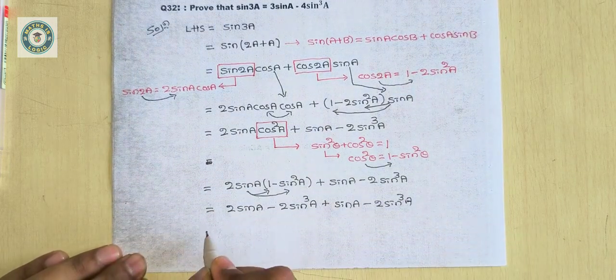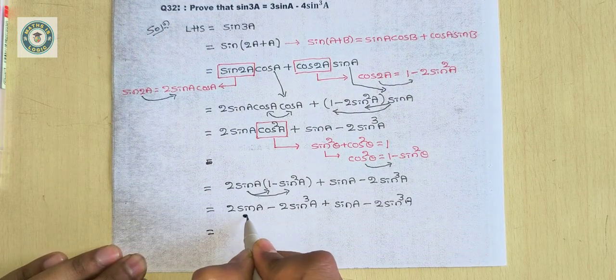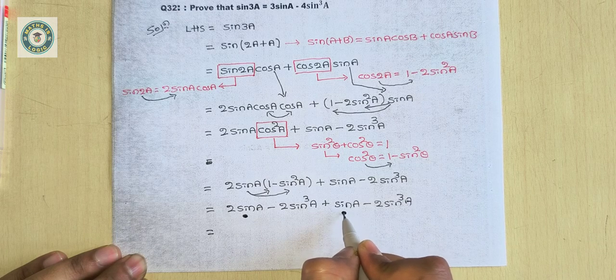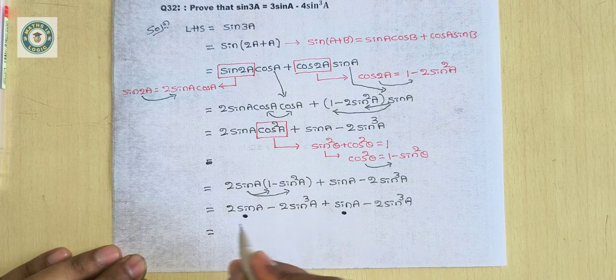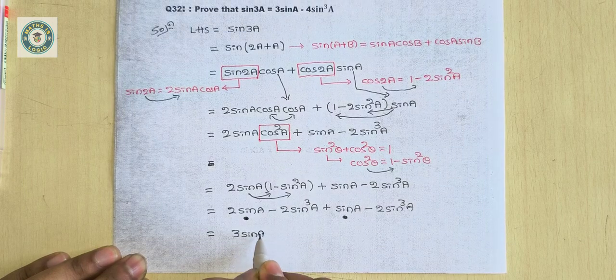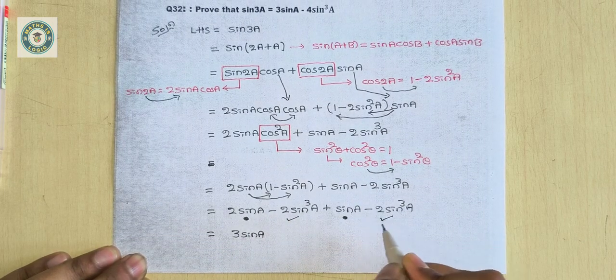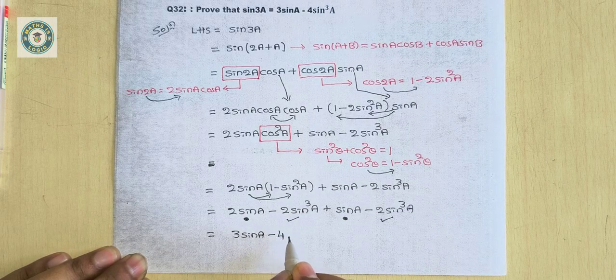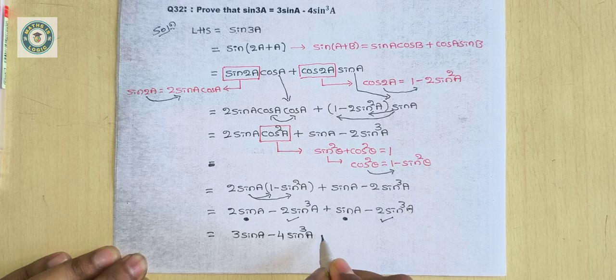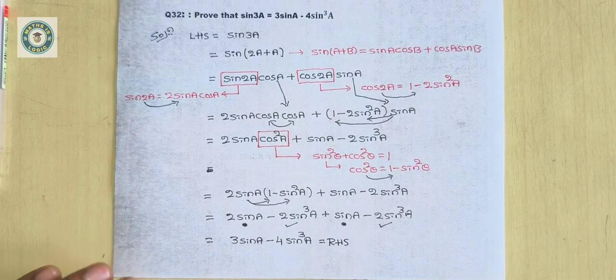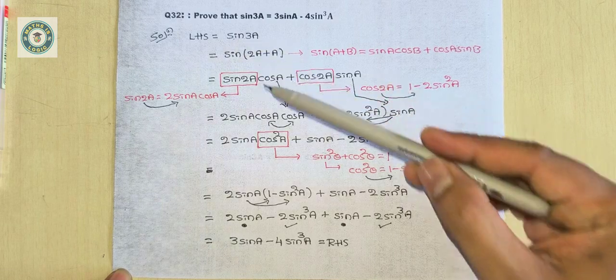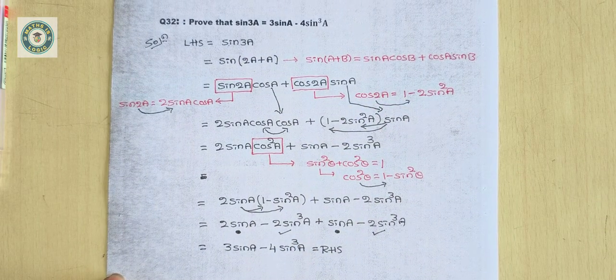Next, finally, here easily you can observe 2 times sin A, and 1 times sin A. So 2 plus 1 is 3 times sin A. Next, here you can see minus 2 times sine cube, minus 2 times sine cube is minus 4 times sine cube A. So which is equal to the RHS. Therefore, LHS is equal to RHS.